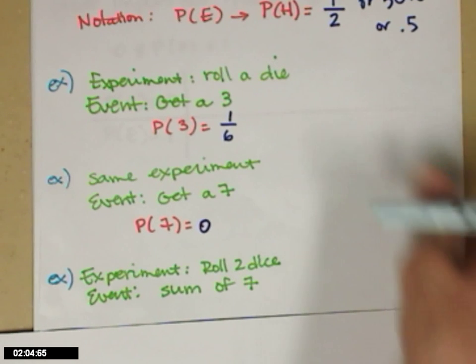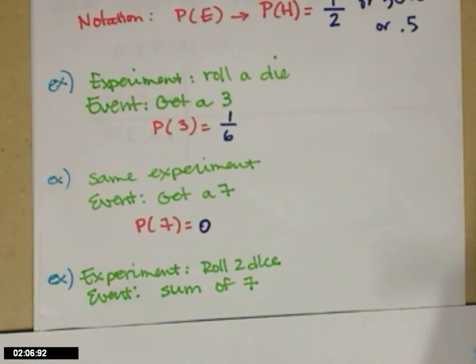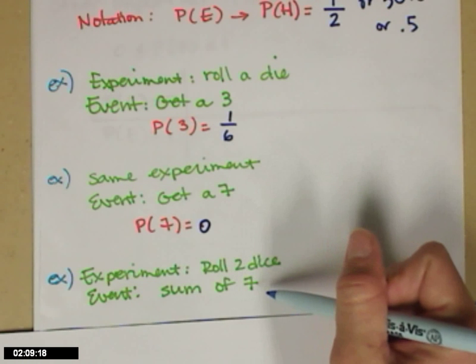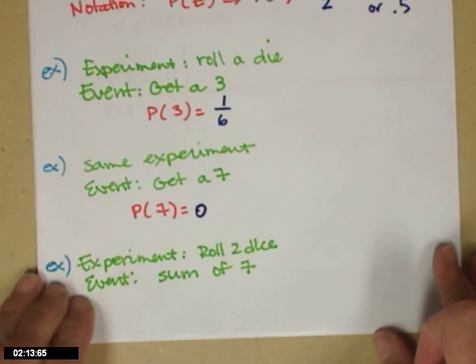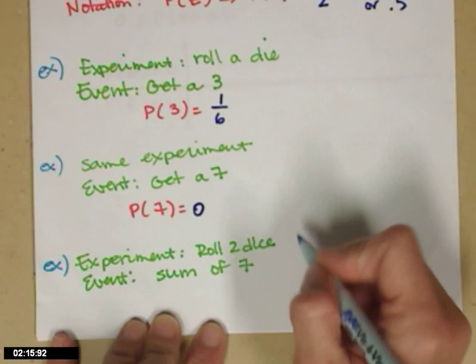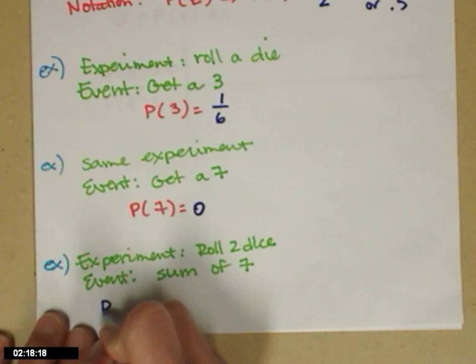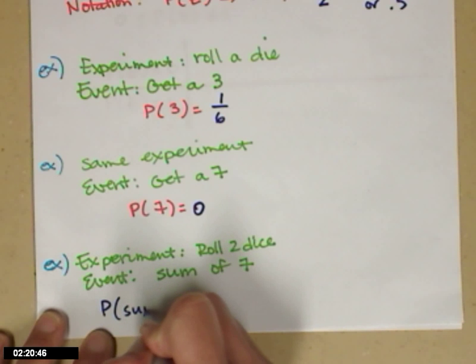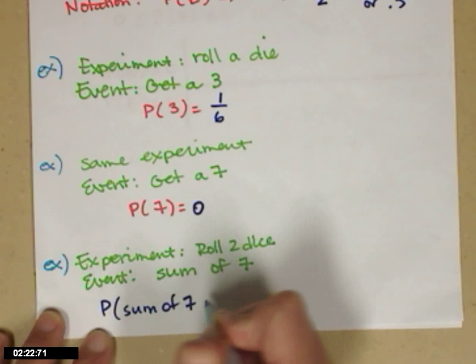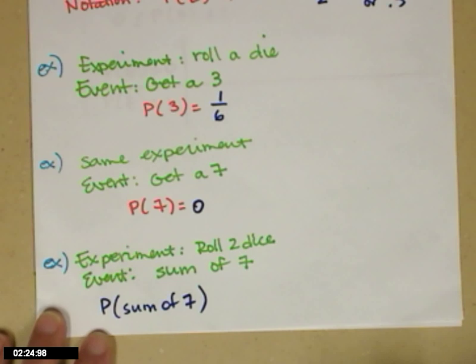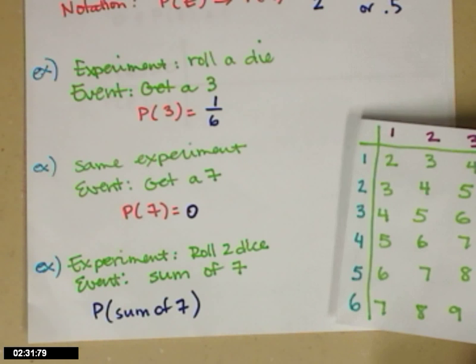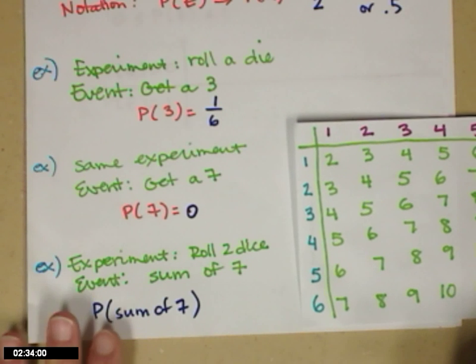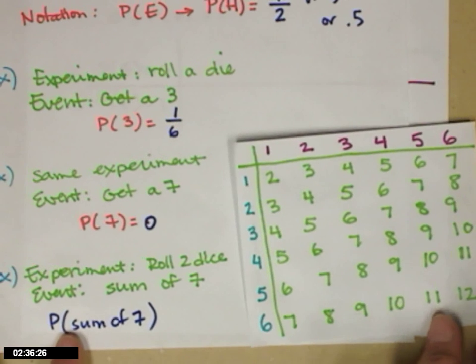Here we go. Let's roll two dice this time. And now the event is sum of 7. So let's think about how we would write that with our new notation. What's the probability that we get a sum of 7 when we roll two dice? Now I'm not going to write it all out because I'll get bored and so will you. Well, I need to have a little table, and thankfully I made one of these up earlier, and you can make your own. Scoot in, make sure everybody can be seen.